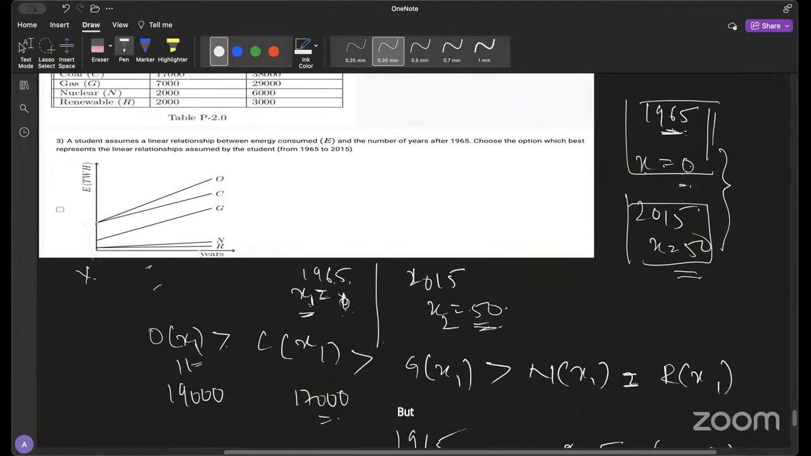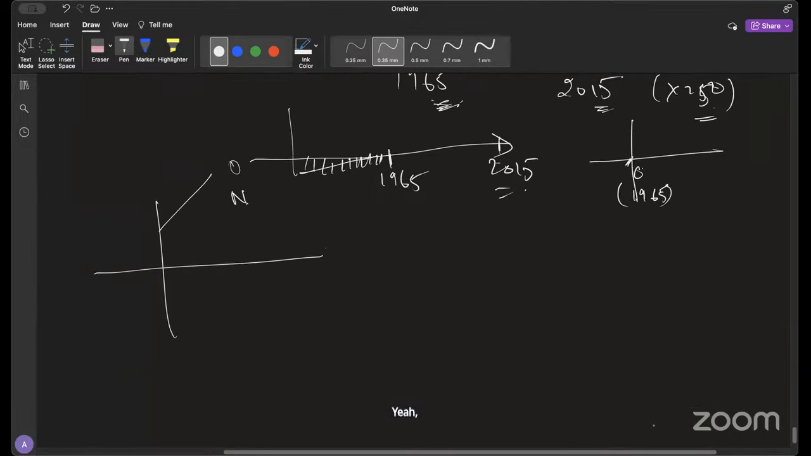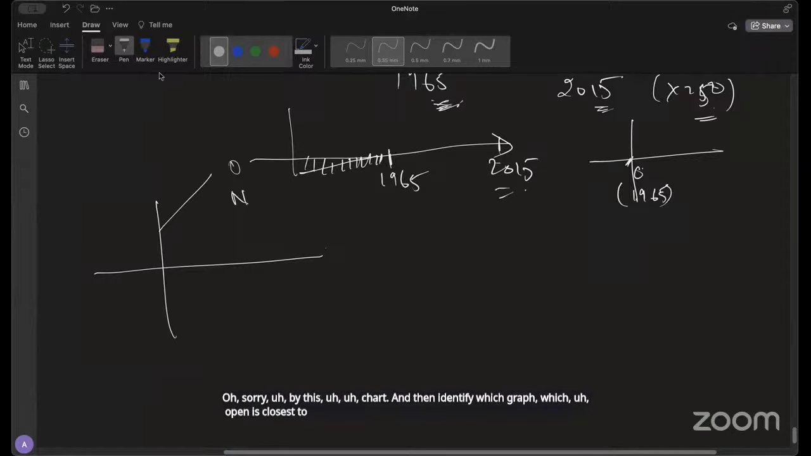Okay, ma'am, I got it. This graph says that they both are the same initially, which is not true. Ma'am, this is the problem. Can you copy paste the other options also, because when you make it, it may not be that precise? Yeah, just do it. Ma'am, can I calculate the slope of this graph by this chart, and then identify which option is closest, which option is correct, I think.